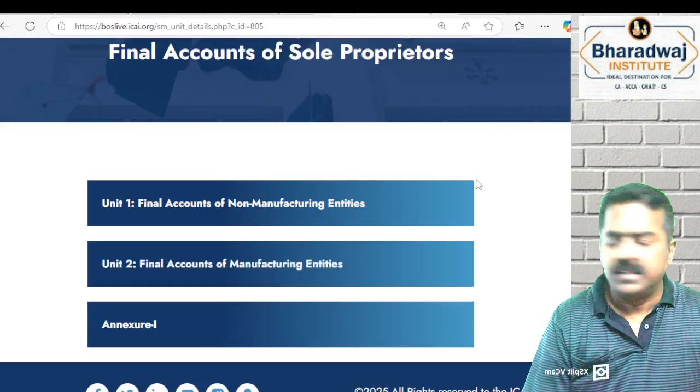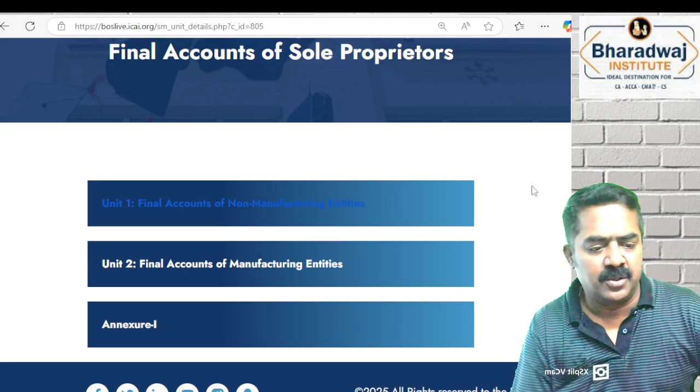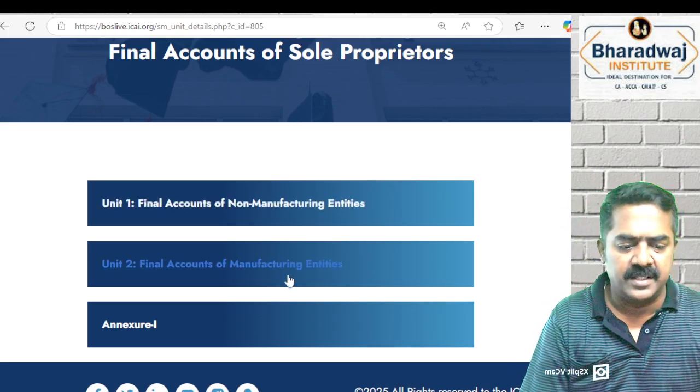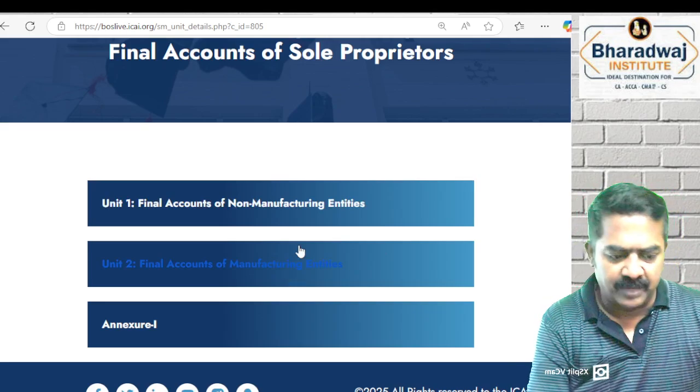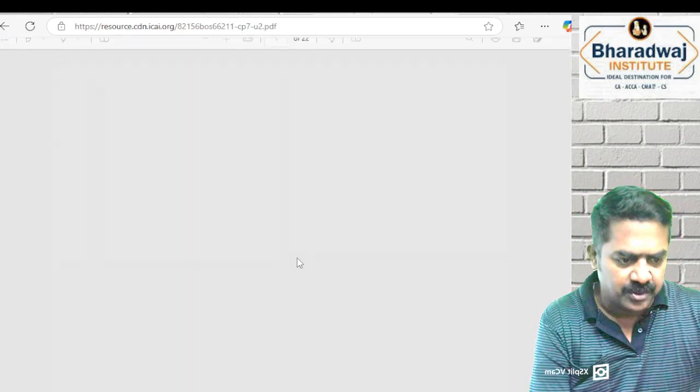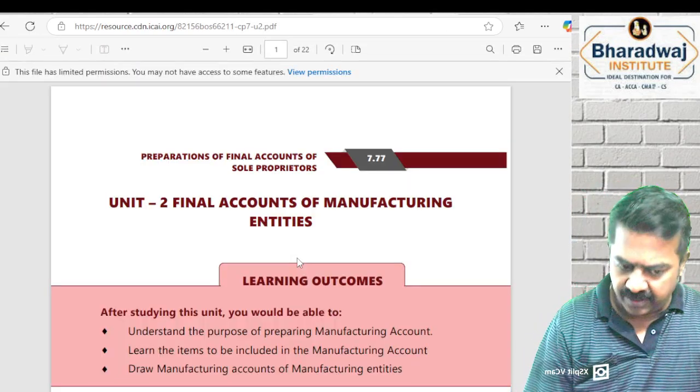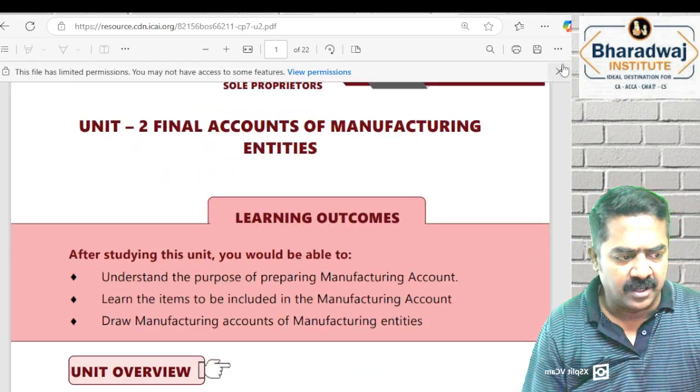There are two things in final accounts. One is called final accounts of a manufacturing entity, and the second one is final accounts of non-manufacturing entities. We'll do the final accounts of manufacturing entities first, and then we'll go for final accounts of non-manufacturing entities.